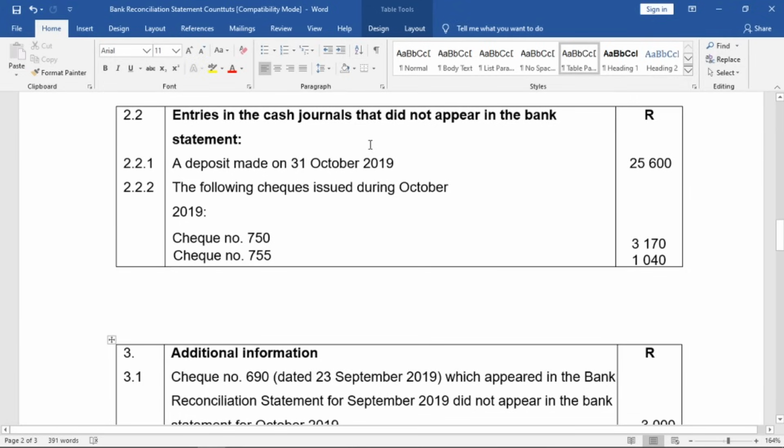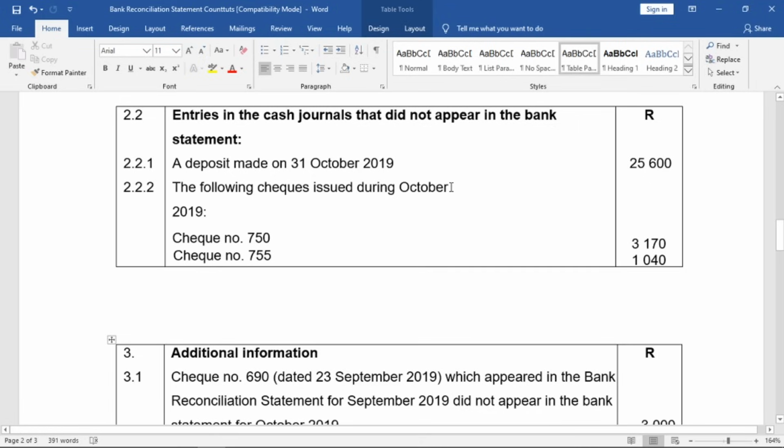Entries in the cash journals that did not appear in the bank statement. What didn't appear in the bank statement? A deposit made on the 31st of October 2019. Remember, I mentioned this earlier on, when we went through the theory, that you may have made a deposit at the end of the month which will not appear in the bank statement. So now what do we do? We record it in the bank reconciliation statement.